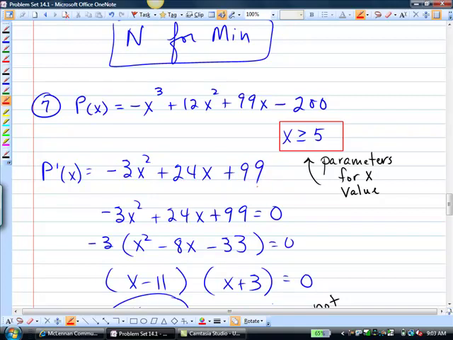We're going to set that equal to 0. However you want to factor that is fine. I always try to divide out any number that I can get out of there to start with. So I took out -3. That left me with x squared minus 8x minus 33. That makes it a whole lot easier to factor. Factors of 33, 11 and 3, that also makes us 8, so we're good.